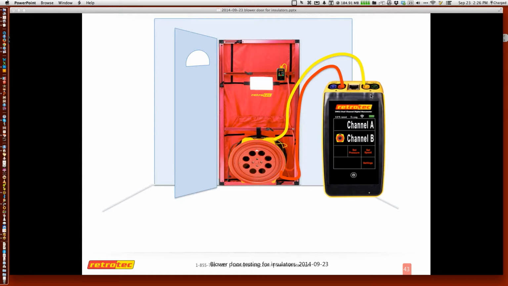Red is referencing the outside to the inside, and that's how I get my channel A test pressure of 50 pascals. And B goes over to the fan and gives me my actual result in CFM.